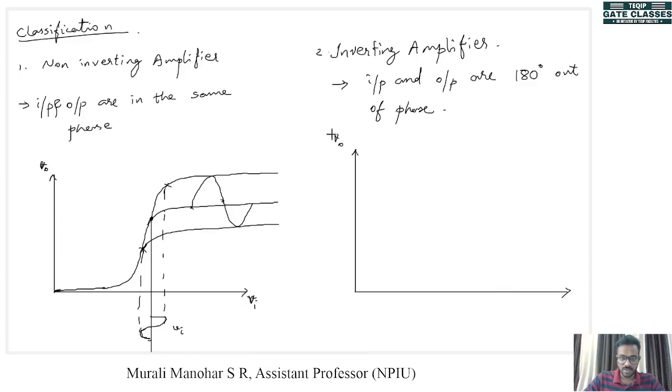This is V out and this is Vi. Initially the output is a high value. As input changes, it will fall to a low value after a particular level of input. So the characteristic looks like this, and this is one characteristic. We can draw other characteristics here, so it will look like this.